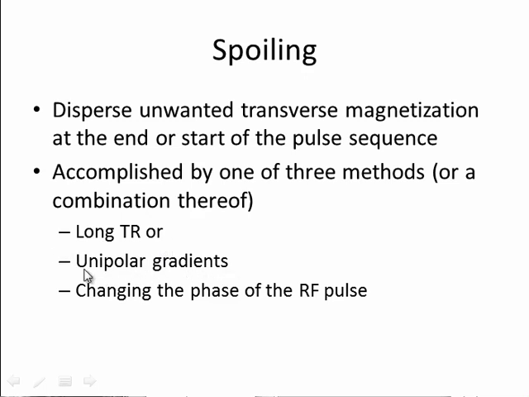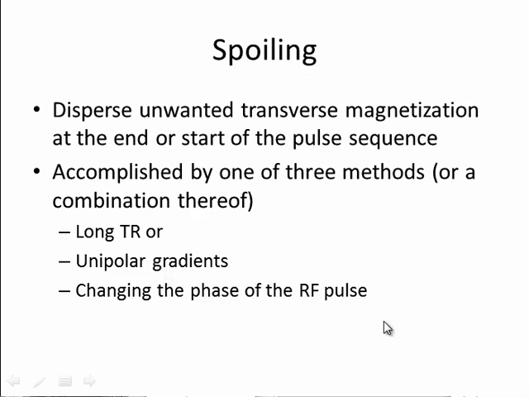Now, alternatively, we could use unipolar gradients at the end of the sequence to spoil the transverse magnetization that is unwanted. Or we could change the phase of the RF pulse, which I'll show you here on the next slide.